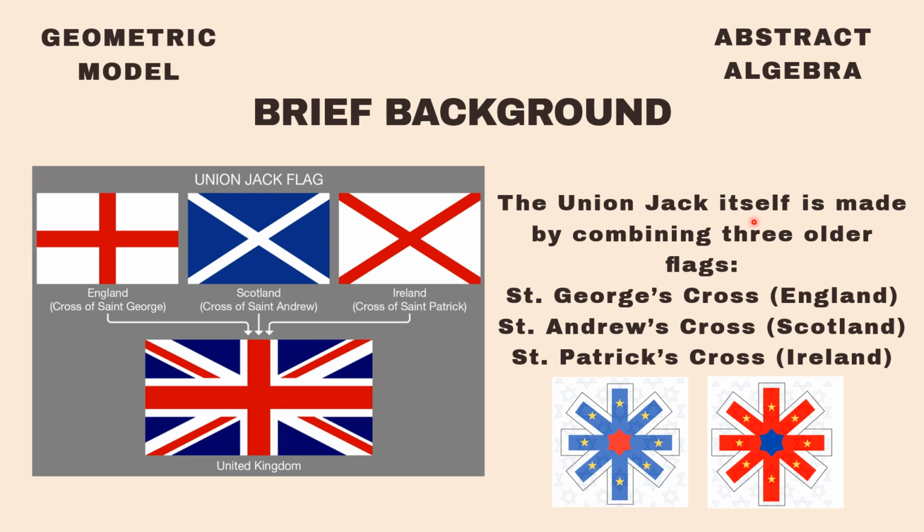The Union Jack itself is made by combining the three older flags from England, Scotland, and Ireland. First, the St. George Cross from England: at the heart of the Union Jack lies the bold red cross of St. George. It represents England. Legend attributes St. George with the courage to confront a dragon, a tale that has become a timeless symbol of bravery and the unyielding spirit of English heritage.